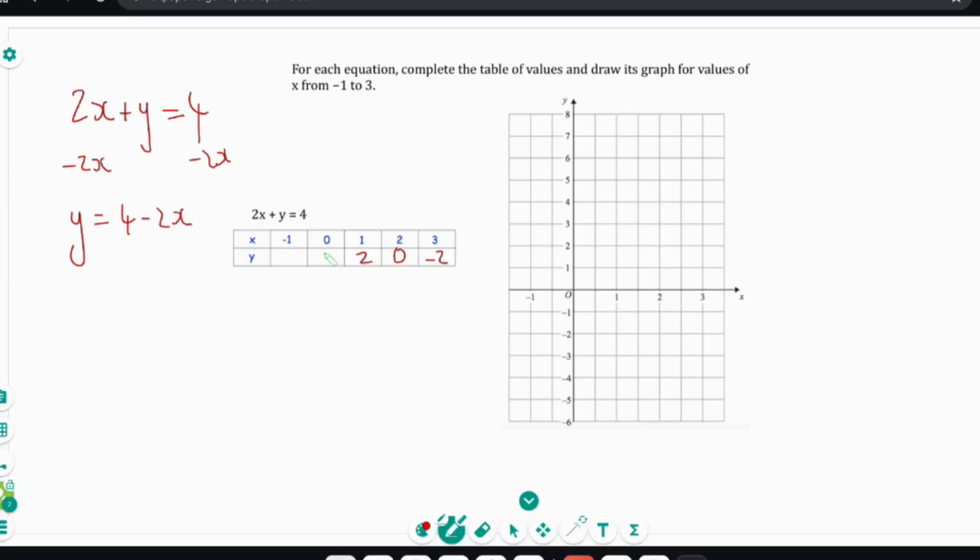4 minus 2 times 0, 4. 4 minus 2 times negative 1, 6. So 3, negative 2. 2, 0. 1, 2. 0, 4. Negative 1, 6. And let's join up those points. There we go.